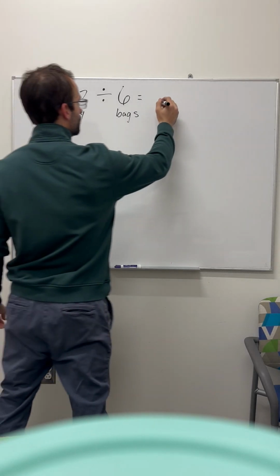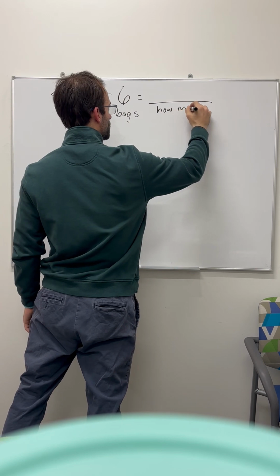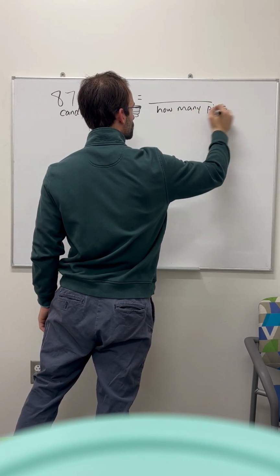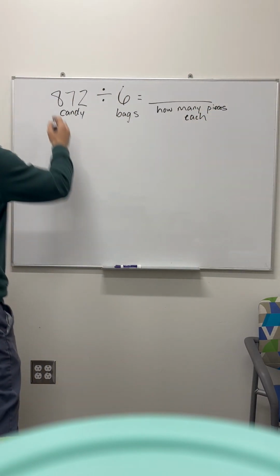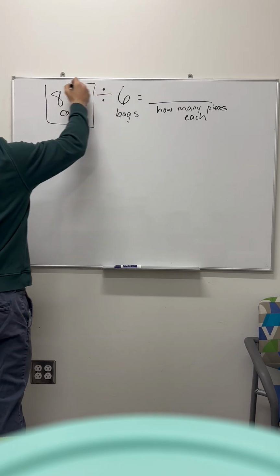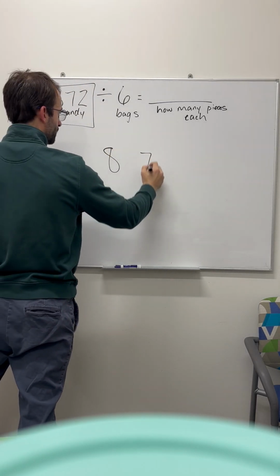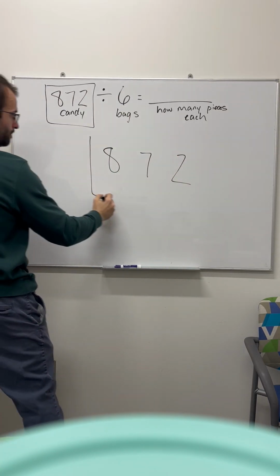So my answer is going to be how many pieces each. All right, so I'm going to start with the number that I'm splitting, which is 872. We're going to put that nice and big, and draw a box around that.